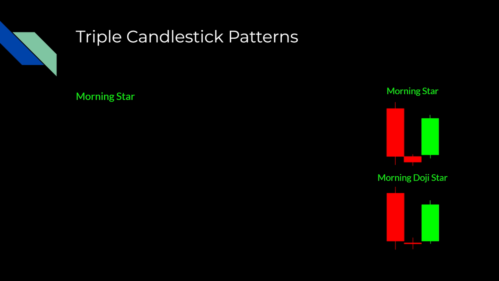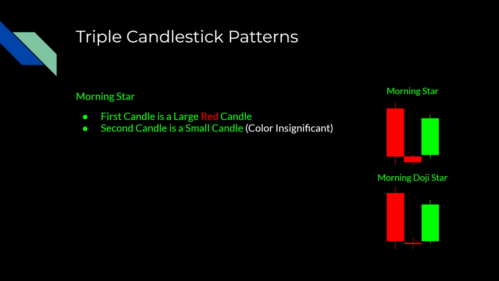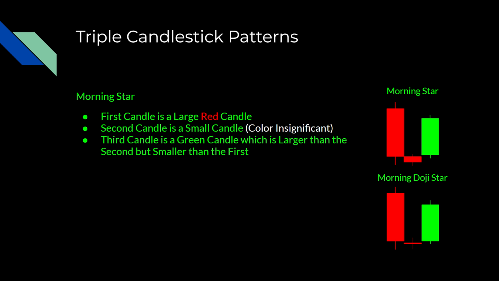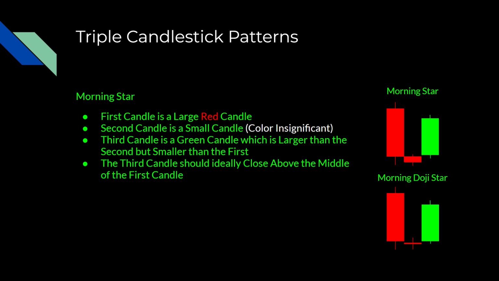A morning star consists of a large red candle, followed by a small middle candle. The color of the middle candle is insignificant. The third candle consists of a green candle, which is larger than the middle candle but smaller than the first candle. The third candle should ideally close above the middle of the first candle.